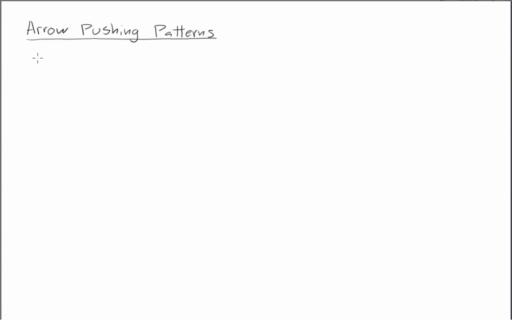One of the main topics of this chapter are the 4 arrow pushing patterns, and we're going to briefly discuss them now. There are 4 patterns, and the first is Nucleophilic Attack, and we're going to abbreviate all of these patterns so that it's easier to discuss them with each other. The second one is Loss of Leaving Group.